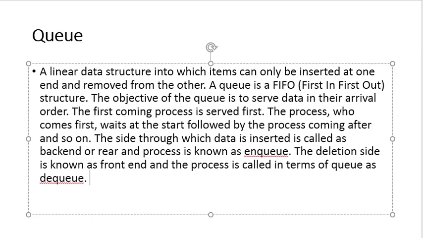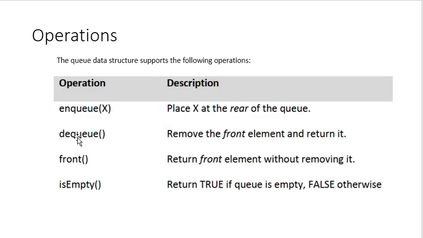So some of the operations in the queue, these are the operations which are implemented for the queue. The insertion is enqueue, while dequeue is used for the deletion or removing of the nodes. So enqueue places X at the rear of the queue, at the end of the queue, and dequeue removes the front element and returns it.